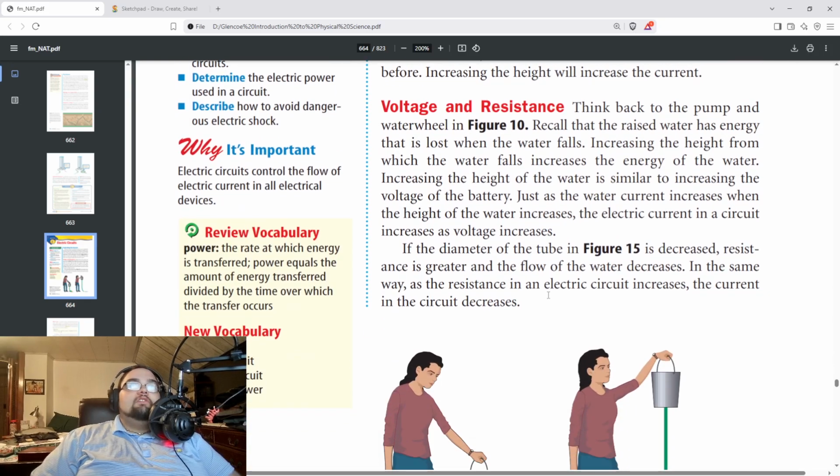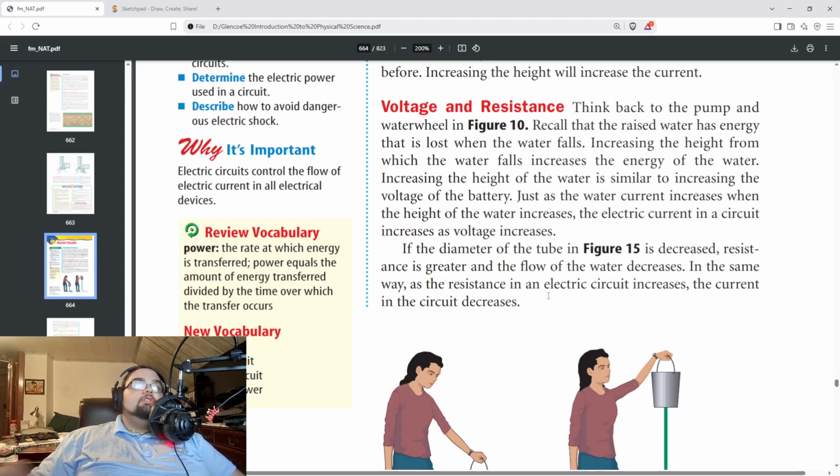Think back to the pump and the water wheel in figure 10. Recall that the raised water has energy that is lost when the water falls. Increasing the height from which the water falls increases the energy of the water. Increasing the height of the water is similar to increasing the voltage of the battery. Just as a water current increases when the height of the water increases, the electric current in a circuit will increase as the voltage increases.